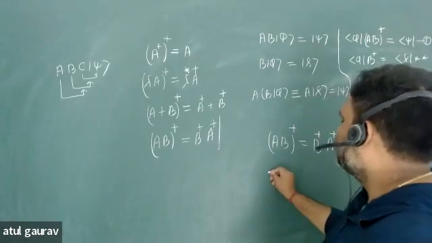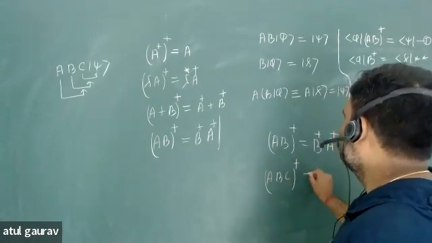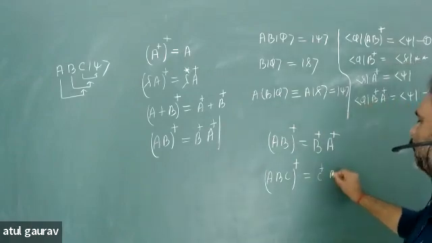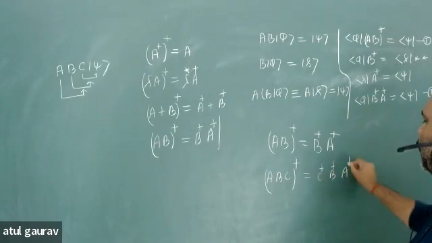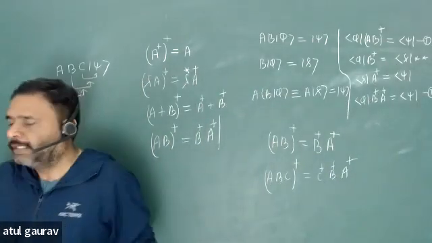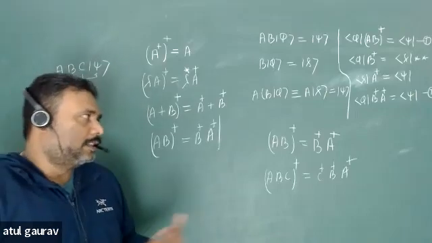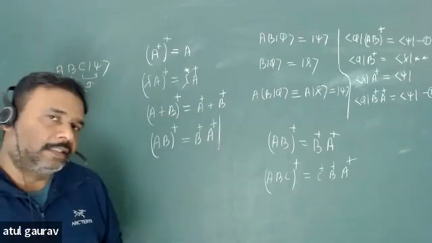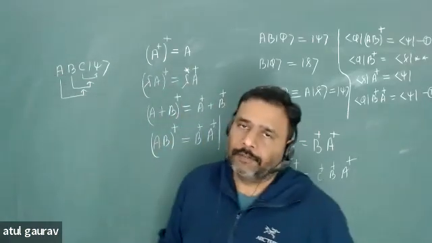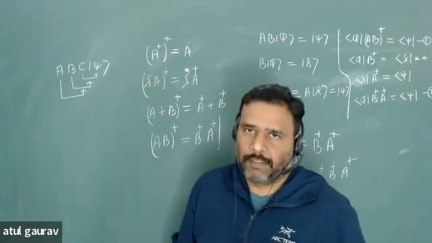So similarly, just tell me what will happen to ABC whole dagger? C dagger, B dagger, A dagger. Right? So you always have to keep in mind how the dagger comes into the picture, and how when you take a ket to a bra and a bra to a ket, the story changes. So this is from my side some information about operators.